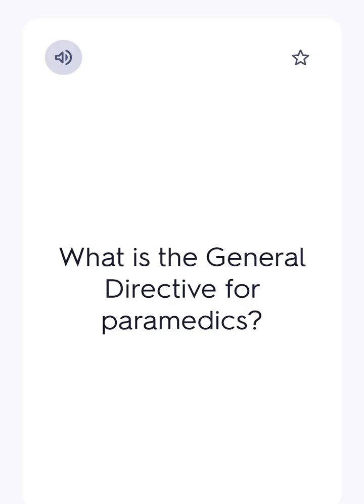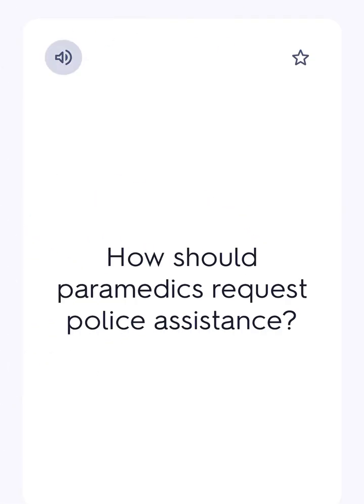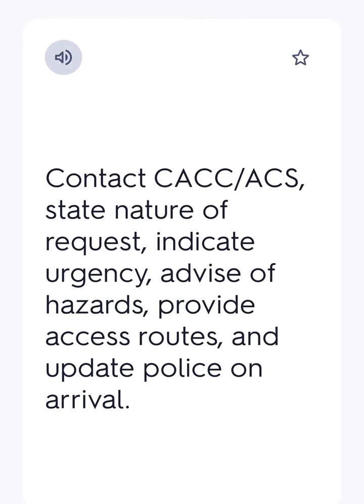What is the general directive for paramedics? Notify police in cases involving sudden death, violence, foul play, or accidents with emergency vehicles. How should paramedics request police assistance? Contact CCC/ACS, state nature of request, indicate urgency, advise of hazards, provide access routes, and update police on arrival.